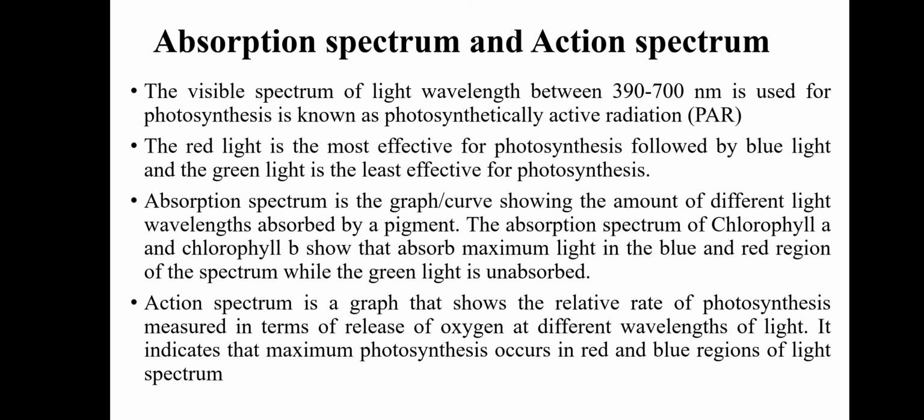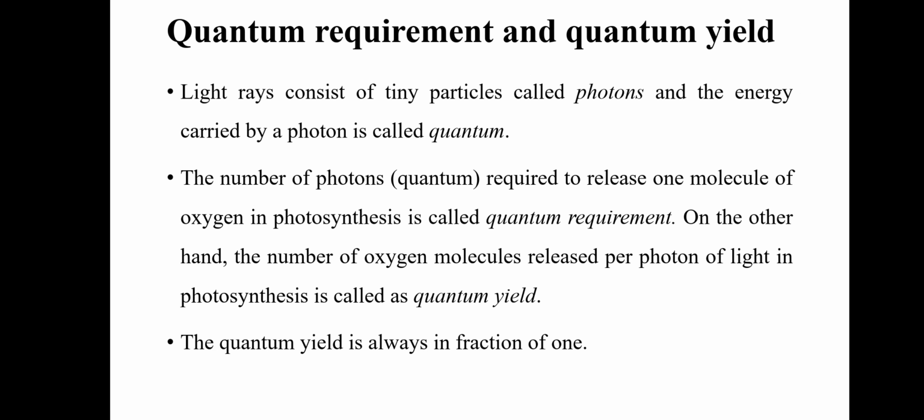Then what is quantum? A light ray consists of tiny particles known as photons, and the energy carried by a photon is called a quantum. The number of photons or quanta required to release one molecule of oxygen is known as quantum requirement. On the other hand, the number of oxygen molecules released per photon of light is called quantum yield.